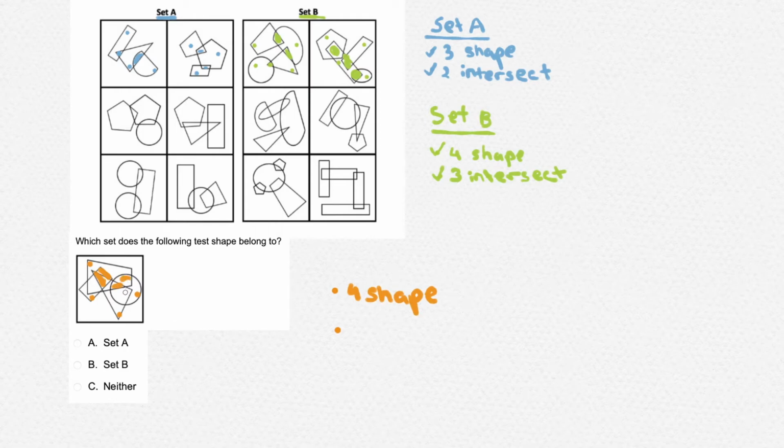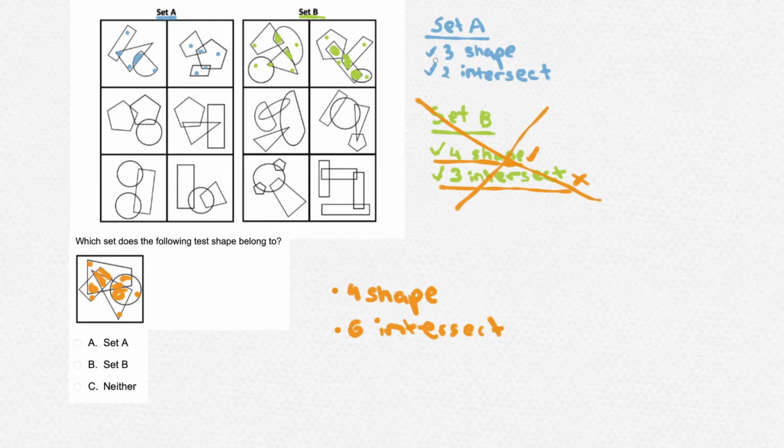Now, count how many intersection points. 1, 2, 3, 4, 5, and 6. This square has 6 intersections between the shapes. Looking at our set B, we know it must only have 3 intersections for it to follow the same rule. Therefore, it cannot be from set B. And we already know it cannot be from set A because set A only contains 3 shapes and this square contains 4 shapes. Therefore, our final answer must be neither.